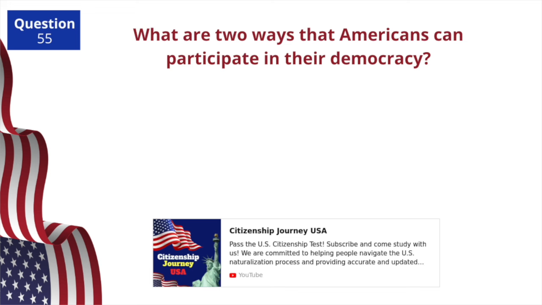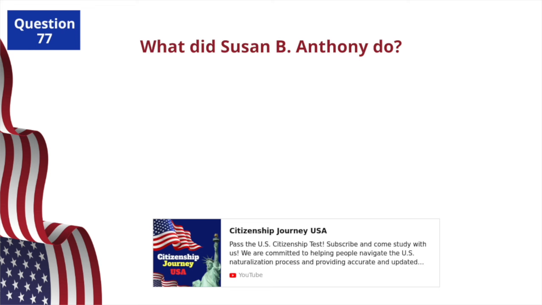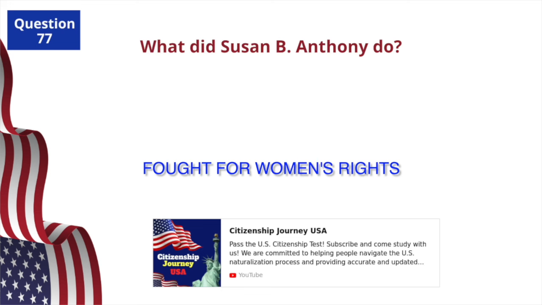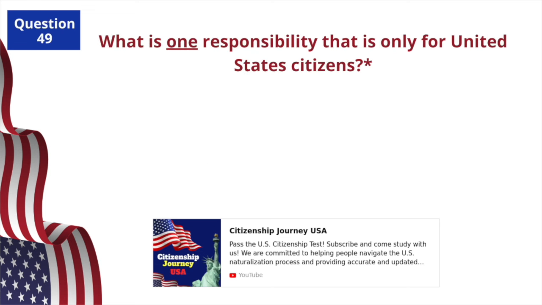What are two ways that Americans can participate in their democracy? Vote. Join a political party. What did Susan B. Anthony do? Fought for women's rights. What is one responsibility that is only for United States citizens? Serve on a jury.